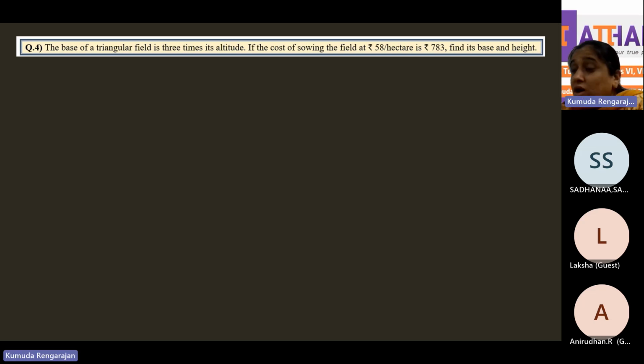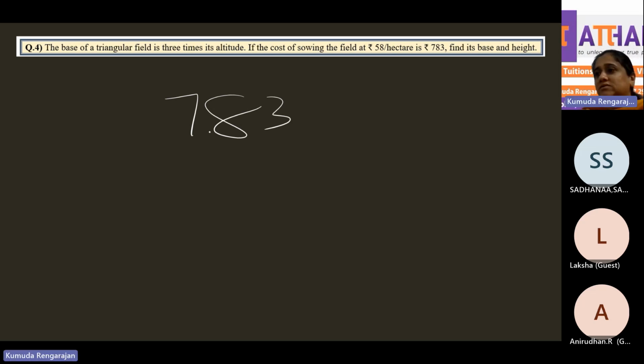Now we don't know how big your triangular plot is. You have employed people to sow seeds in your field, and you have spent 783 rupees. This is your total cost. We don't know how big your triangular field is, and you tell us that you have spent 783 rupees to sow seeds in this field. This is the total cost. What is the rate? The rate is 58 rupees.